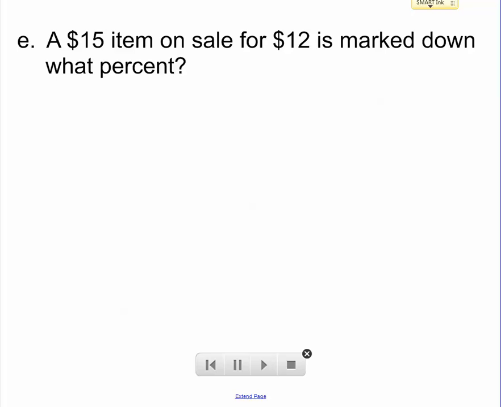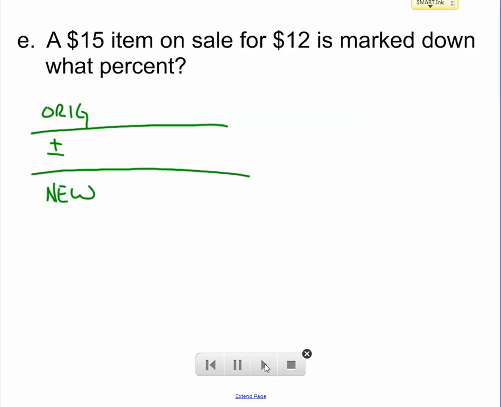A $15 item on sale for $12 is marked down what percent? Okay. This is getting a little bit old, isn't it? We usually don't do this many examples, but I'm really trying to show you all the different possible situations that can occur. It was originally 100%. It was originally $15. Now it's marked down to $12, which means they took $3 off of it. We're trying to find that change. It's marked down what percent? We're trying to find the percent of markdown.